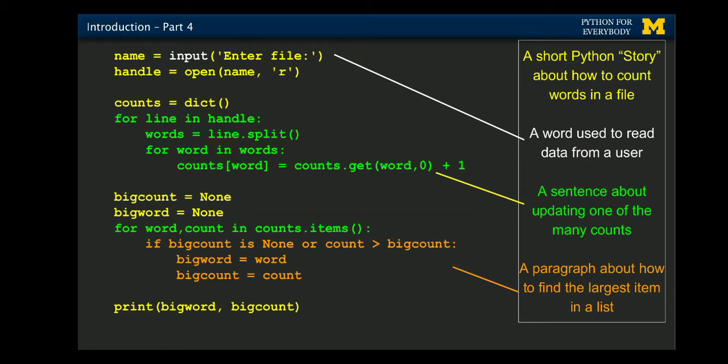A short Python story about how to count words in a file, a word used to read data from a user. Coming up next is a sentence about updating one of the many counts, and a paragraph about how to find the largest item in a list. We'll see this in a later course.